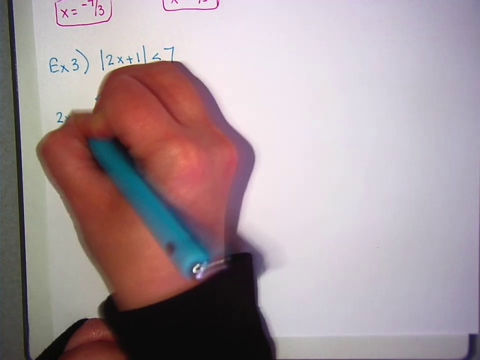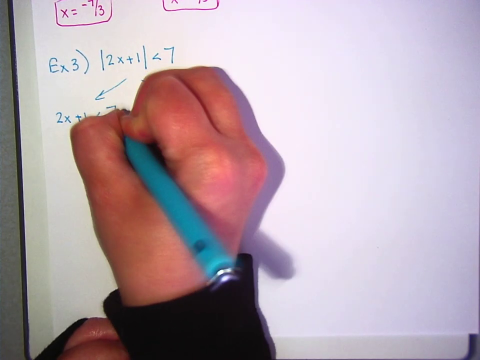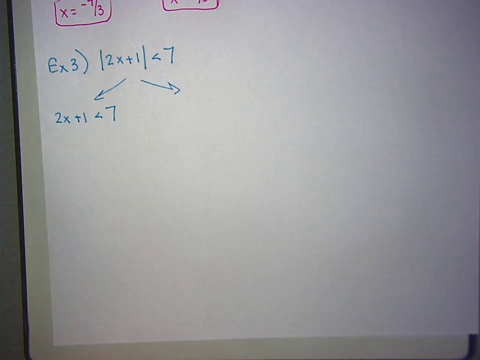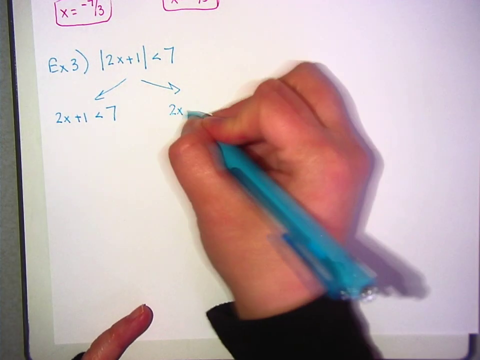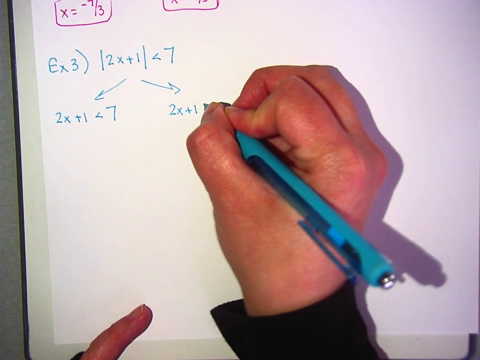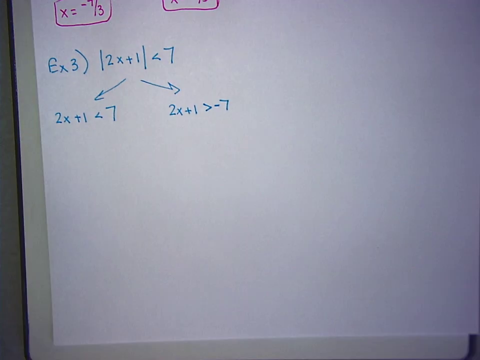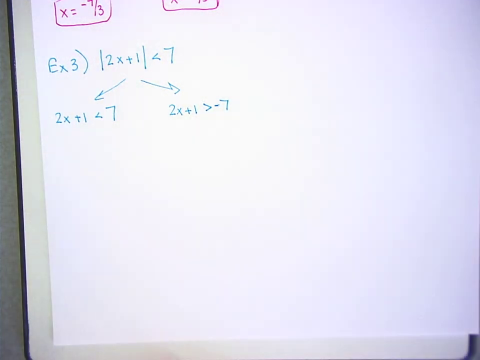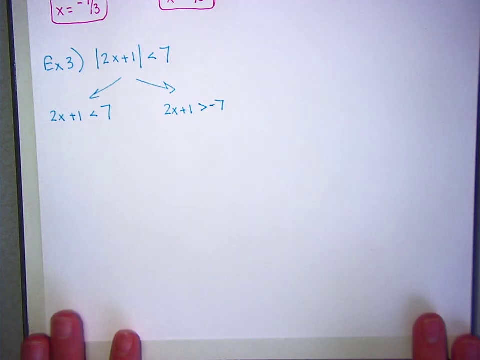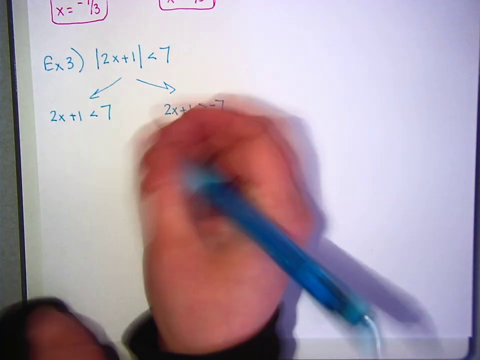So the first one, when you make it, looks just like the original. And the second one, you leave that 2x plus 1 alone, change it to a greater than sign, and then a -7. Solve both.